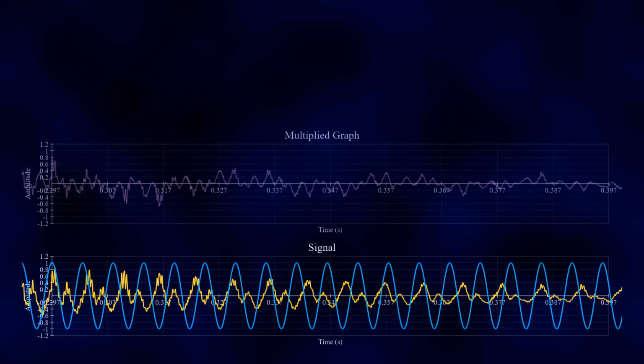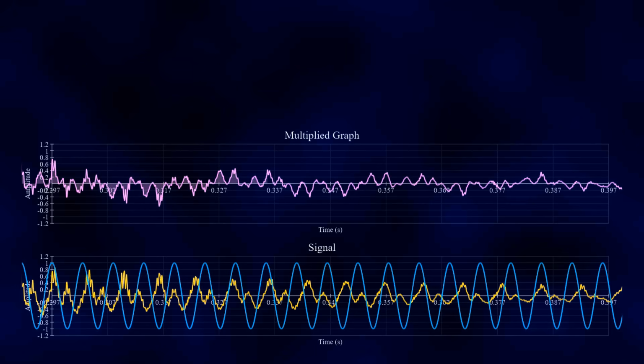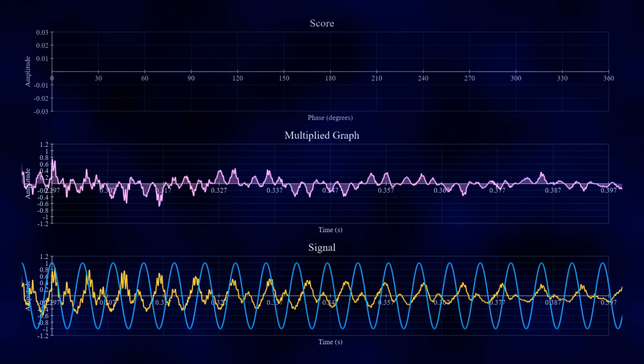We multiply the signal by the test wave, giving us this multiplied graph. We then find the area underneath the multiplied graph using integration. This gives a score that tells us how well matched the cosine wave and the signal are. The score is non-zero, so it appears that there is a 182 Hz sinusoid in this signal. But what is its phase?